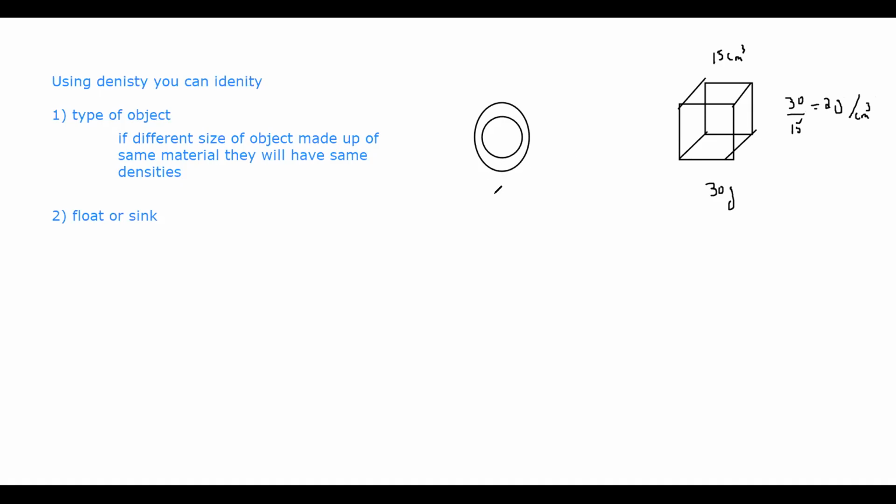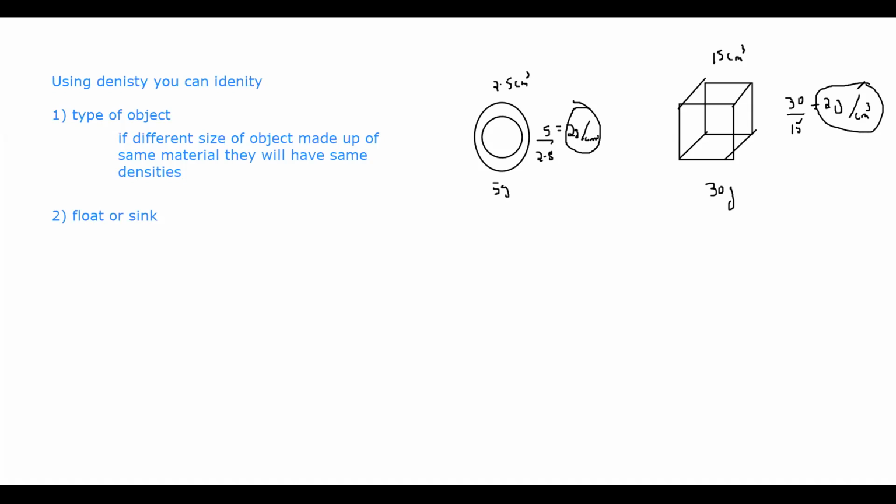Same thing, this ring is only 5 gram. And the volume, the space this ring occupies, is for example 2.5 centimeter cube. So when I find the density, 5 divided by 2.5, what will I get? I will get 2 gram per centimeter cube. So the two objects have different sizes, different masses, different volumes, and different shapes as well. But if they are made up of the same material, they should have the same density. This is a way you can check or identify.